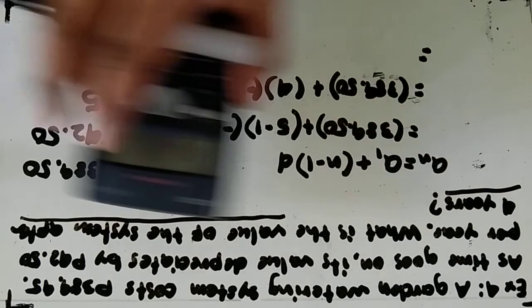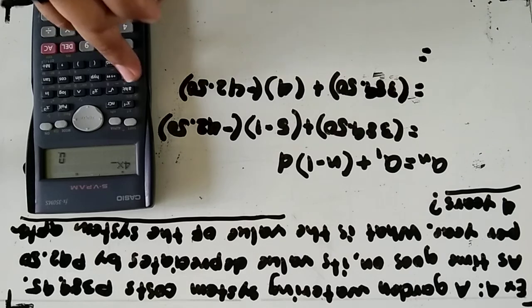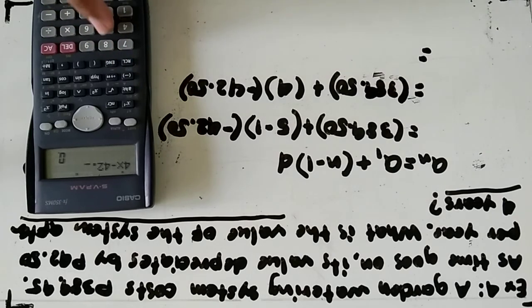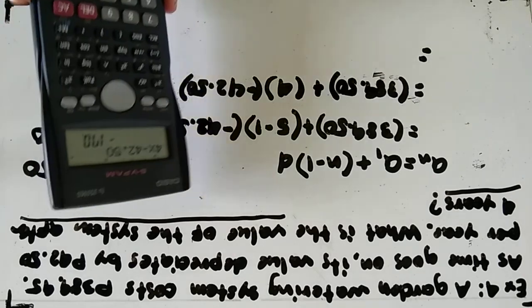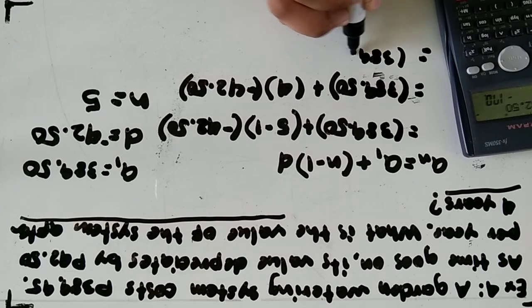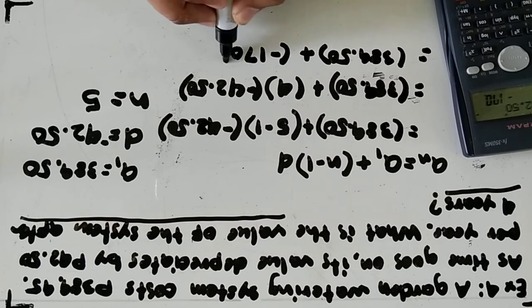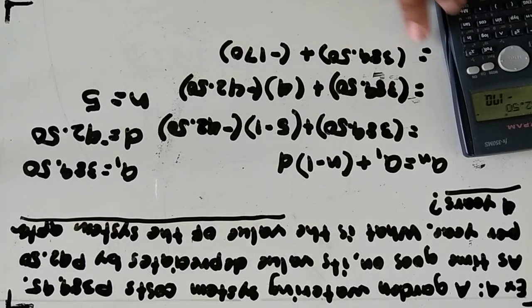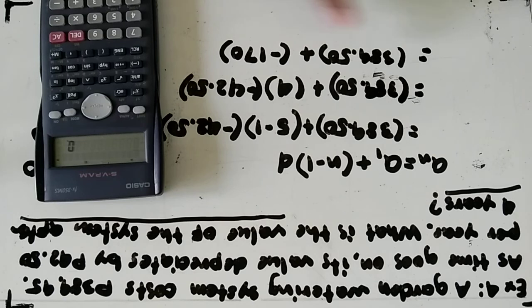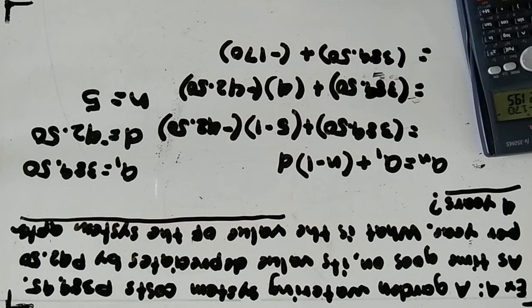So, ipag-multiply natin ito. So, pwede kayong gumamit again ng calculator. So, 4 times negative 42.50. So, meron tayong negative 170. So, meron tayong 389.50 plus negative 170. So, ipag-plus natin, meron tayong 389.50 plus negative 170. So, magiging siyang 219.50.